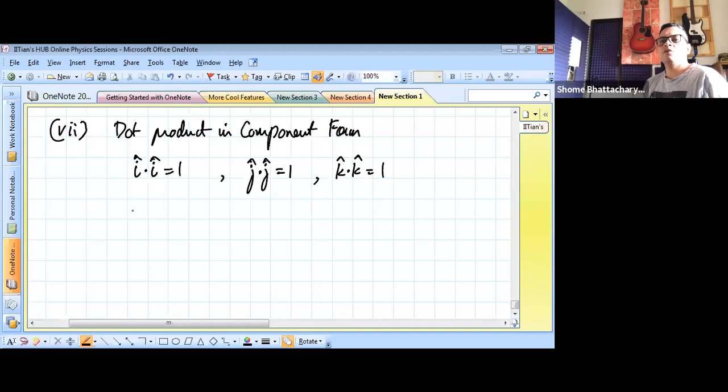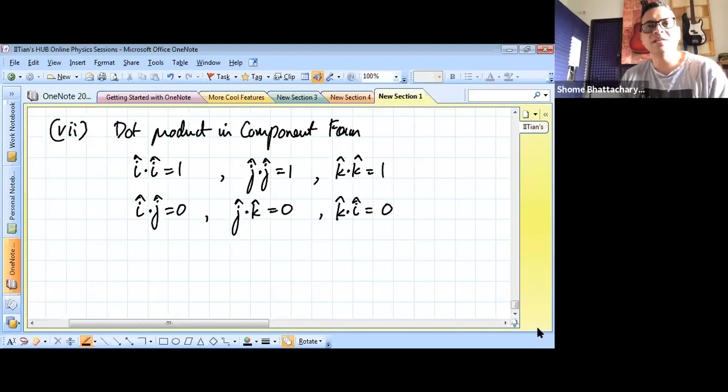is 1. However, if you take i cap dot product with j cap, it will give you 0 because they are perpendicular vectors. j cap's dot product with k cap will be 0. Again, they are perpendicular vectors. And similarly, k's dot product with i will be 0 because they are perpendicular. So as far as the base unit vectors or standard unit vectors are concerned, dot product with self gives you 1. Dot product with any other unit vector gives you 0. So just note down this first.